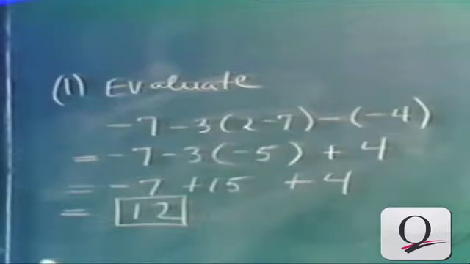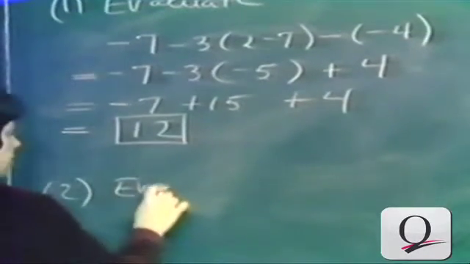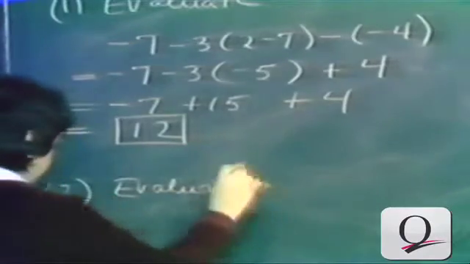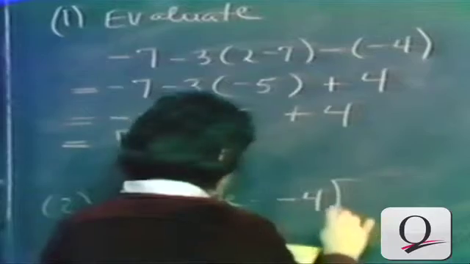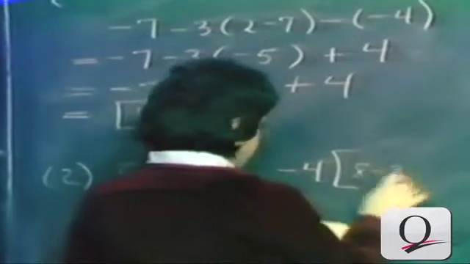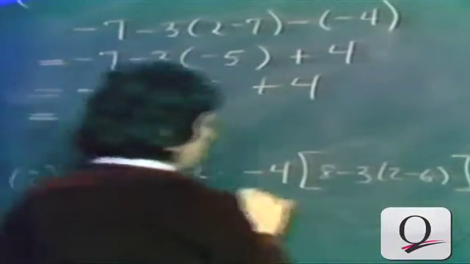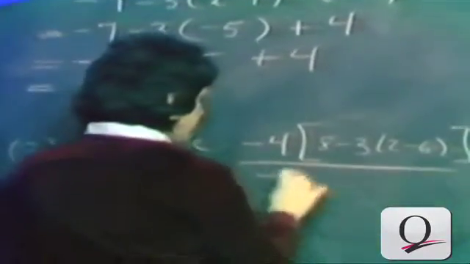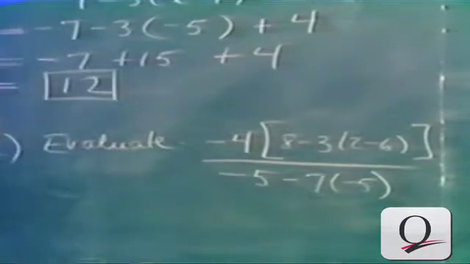In the second example, we want to evaluate the following. -4 times [8 minus 3 times (2 minus 6)] over -5 minus 7 times minus 5.